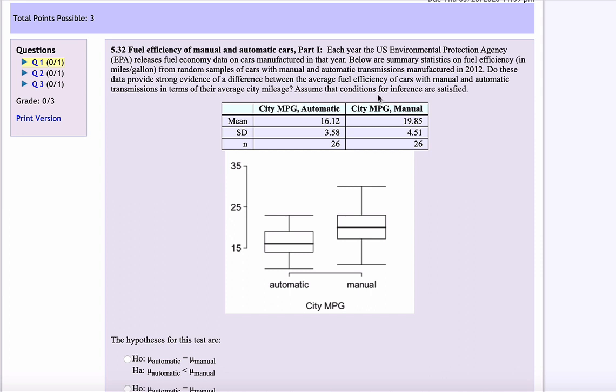So we've got a bunch of automatic cars, a bunch of manual cars, with no connection between the different cars. They give us the mean and the standard deviation and the number of automatics we're looking at, and the mean, standard deviation, and number of manuals we're looking at. They give us box plots and stuff, that just is to show that it's normal, that we can use these functions in the first place. But you're not really even worrying about that at this point.